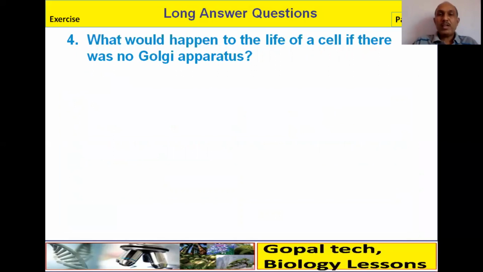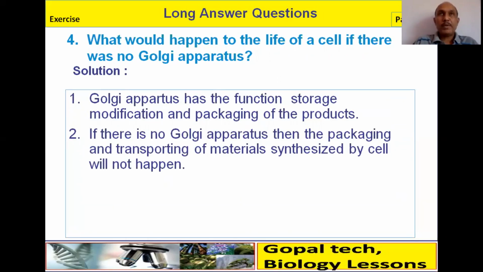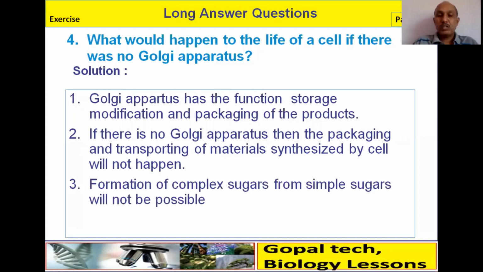What would happen to the life of a cell if there is no Golgi apparatus? जो Golgi bodies के functions हैं वो नहीं होंगे. Golgi apparatus has the function of storage, modification and packaging of the products. If there is no Golgi apparatus, then the packaging and transporting of material synthesized by the cell will not happen. Formation of complex sugar from simple sugars will not be possible. Even lysosomes are also not produced. ऐसा आप लिख सकते हैं.